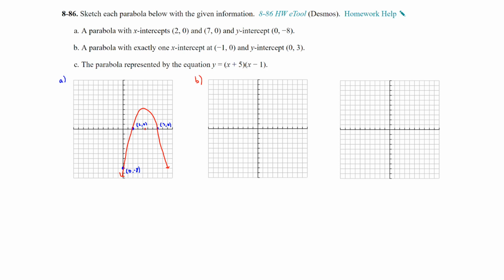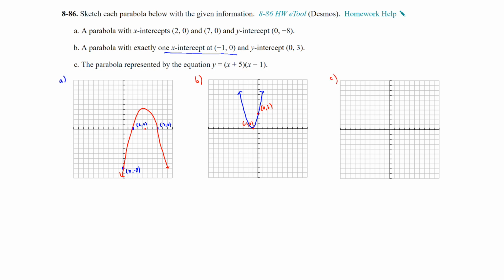B, a parabola with exactly one x-intercept, so it's at negative 1, 0, and a y-intercept of 0, 3. And so on this one, if there's only one x-intercept, then that means the graph must touch the x-axis and not actually cross it. Because if it crosses it, like if I try to do something like this, then it's going to have to come back through and it would have a second x-intercept. So since it doesn't, it's got to come down and then touch and go back up. So something similar to that.